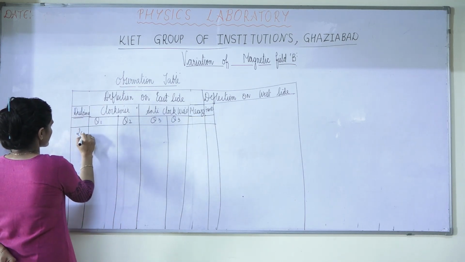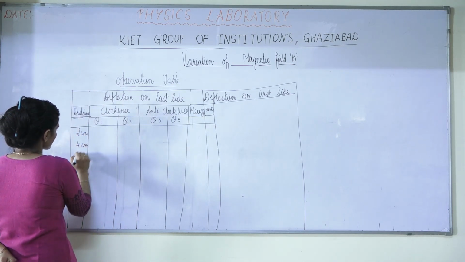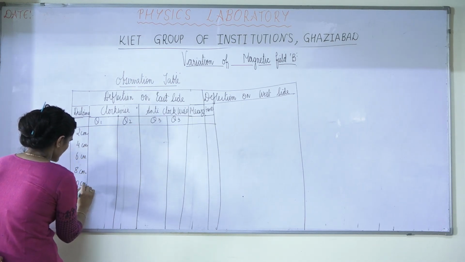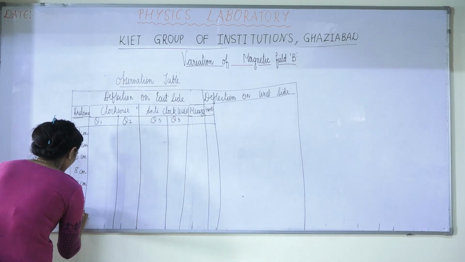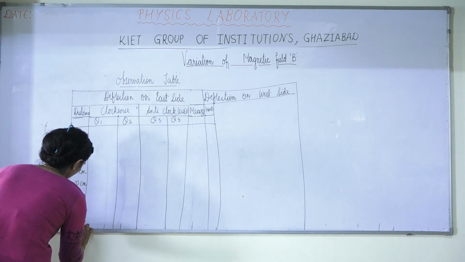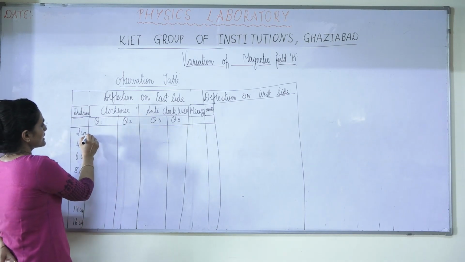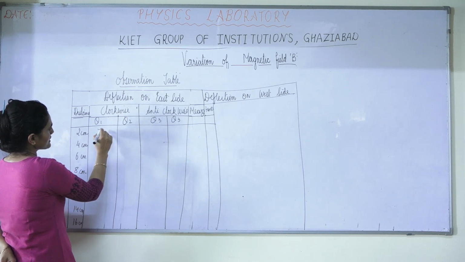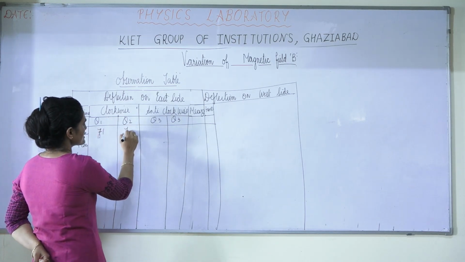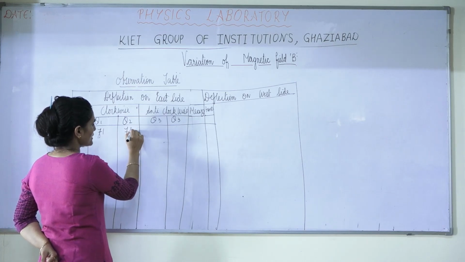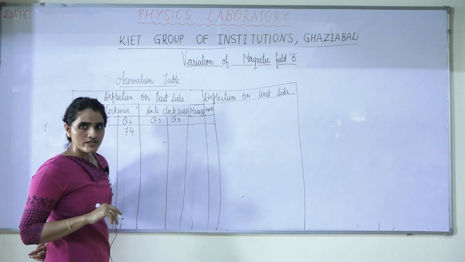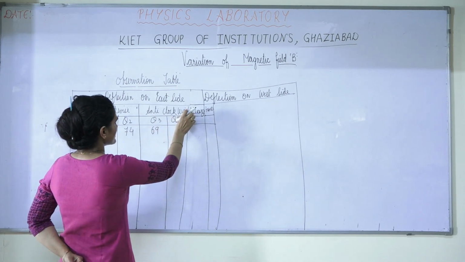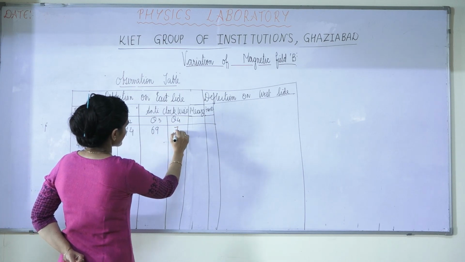So here this column is my distance, and the distance I will start from 2 centimeter, then I will take 4 centimeter, then 6 centimeter, 8 centimeter, 10 centimeter, 12 centimeter, 14 centimeter and 16 centimeter. So in the first case, if I get the value of theta 1 as 70 something, I am getting the value of 71 degree, and my theta 2 I am getting something like 74 degree. Similarly, for the anti-clockwise direction, I am getting the value of theta 3 as 69 degree, and my theta 4 I am getting as 72 degree.